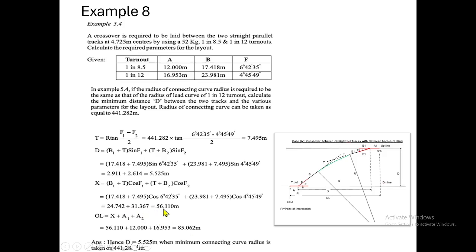82.062. The x distance is 56.110 meter. And adding both A1 and A2, we are getting 82.062 meter. Okay. So for this condition, we need the minimum track center of 5.52 meter. Okay, that should be ensured in case of different angle of crossing, particularly 1 in 12 and 1 in 8.5 crossing, and with the radius we want to provide equal to 1 in 12 turnout radius. Okay. So this is something about the problem, and with this data we can fix the geometry on the frame.